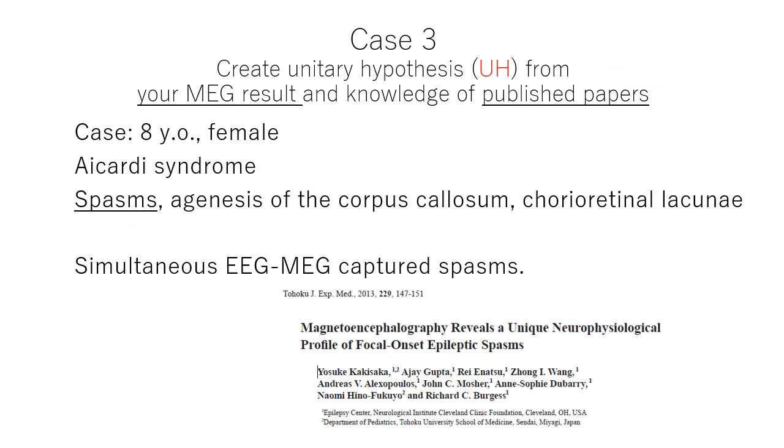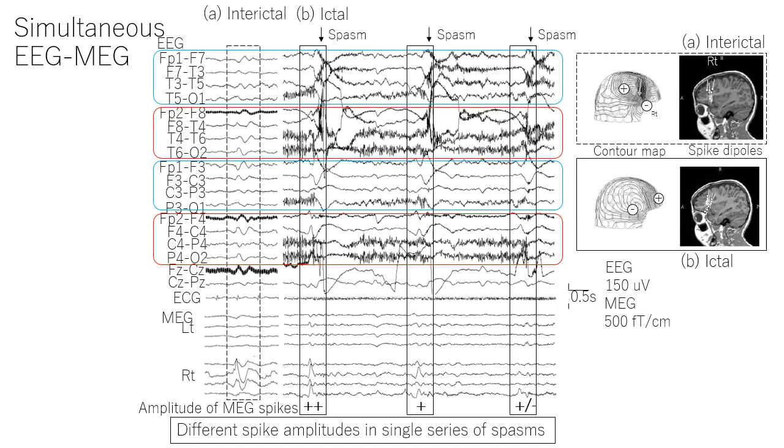Move to third strategy, creating UH from your MEG result and knowledge of published papers. 8-year-old female patient diagnosed with Aicardi syndrome, where spasm is a symptom. Because of seizure intractableness, she received EEG-MEG evaluation, which recorded spikes and spasms. Left two columns show interictal and ictal recording. EEG are shown with longitudinal bipolar montage.